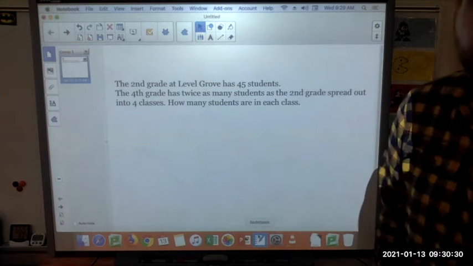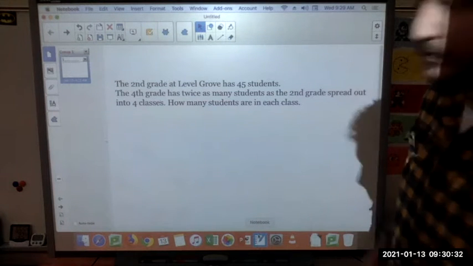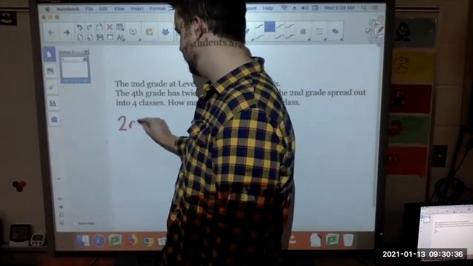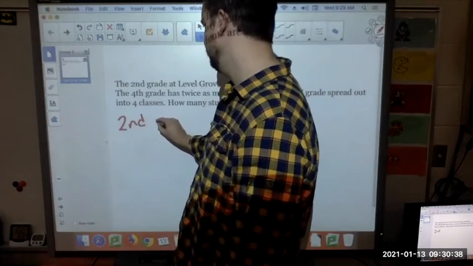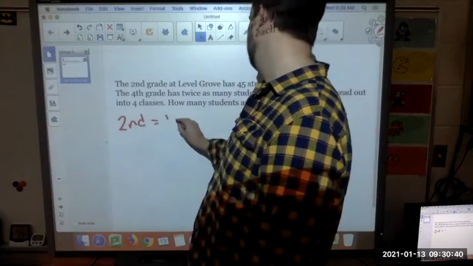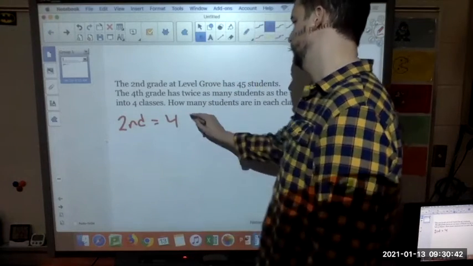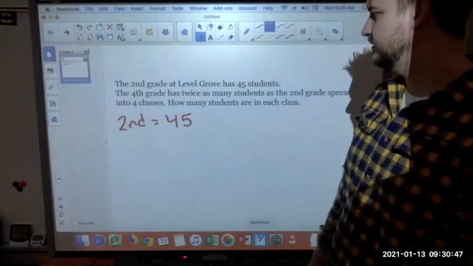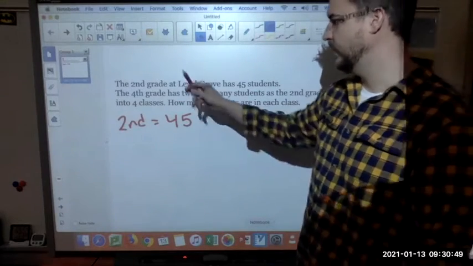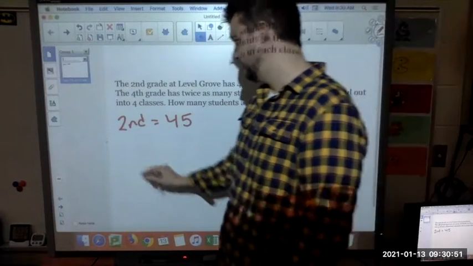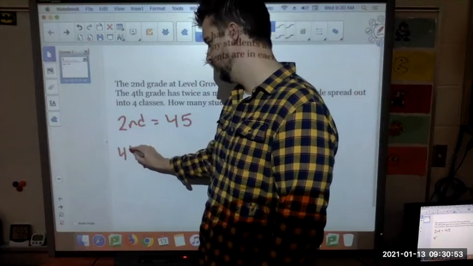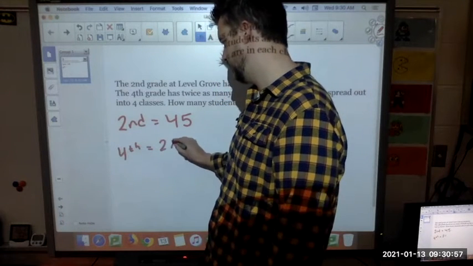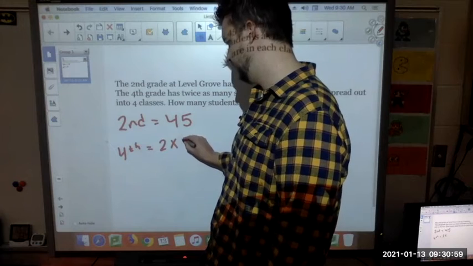So this is a 2-step problem, okay? So we know what second grade is. Come down here. Second equals 45 students. It says the fourth grade has twice as many. So fourth equals 2 times the second, which is 45.